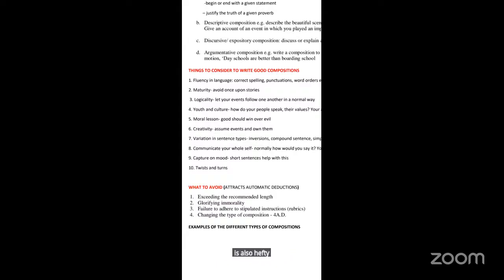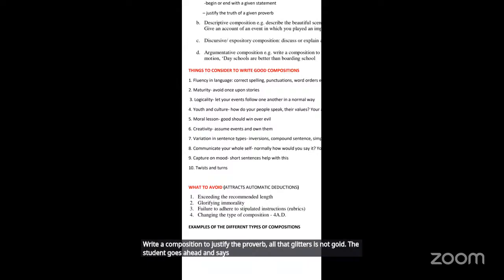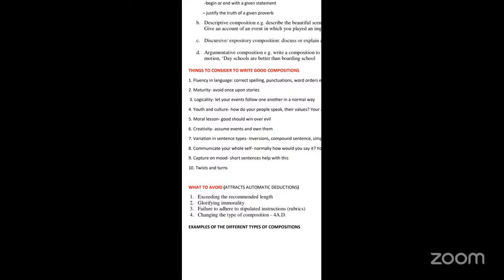The penalty is hefty because whatever you've done is also hefty. There's a student who was very clever, and clever in quotes. They were told to write a composition to justify the proverb, all that glitters is not gold. You know what the student did? The student goes ahead and says, sometimes you might see something that looks very good. And then imagine they've turned that narrative composition into a discursive one. We shall mark your English.